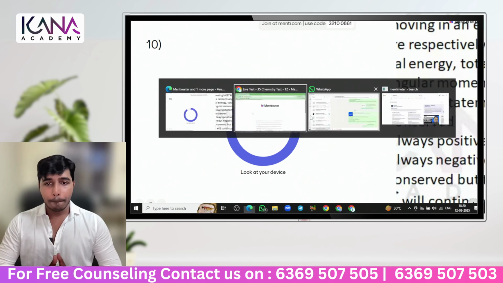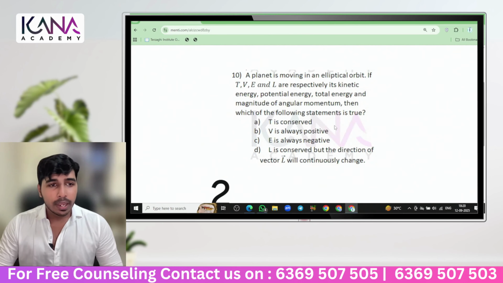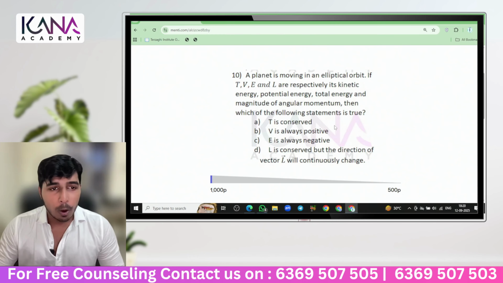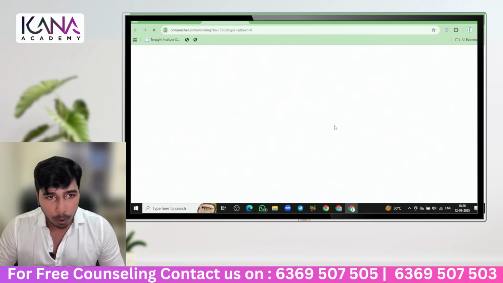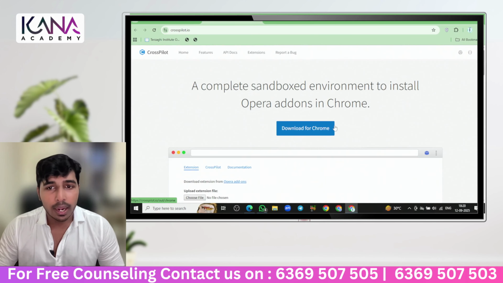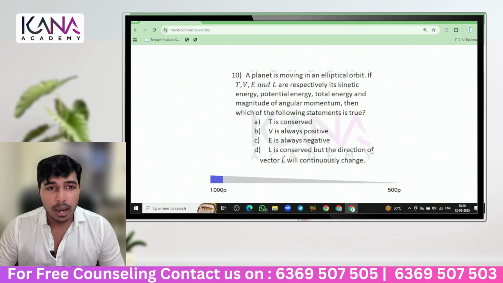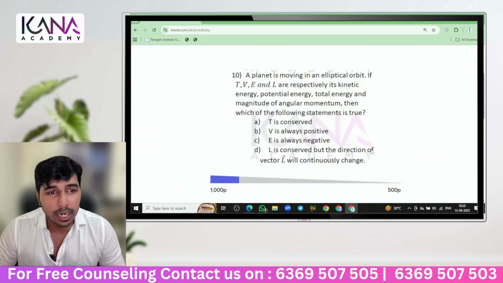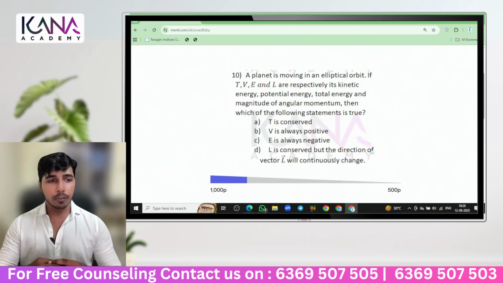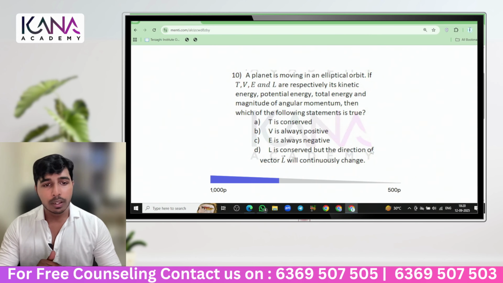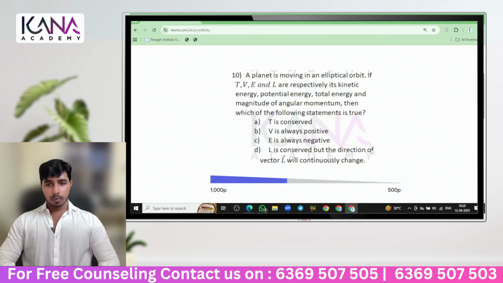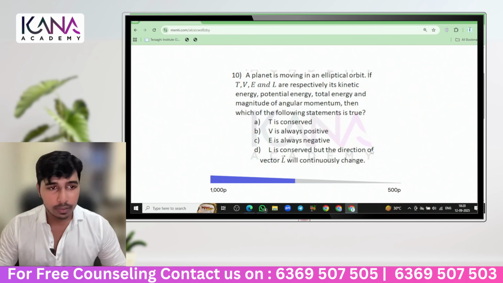A planet is moving in an elliptical orbit. If T, V, E and L are respectively its kinetic energy, potential energy, total energy, and magnitude of angular momentum, then which of the following statements is true? T is conserved, V is always positive, E is always negative, L is conserved, but the direction of the vector L will continuously change. So this is a conceptual question.